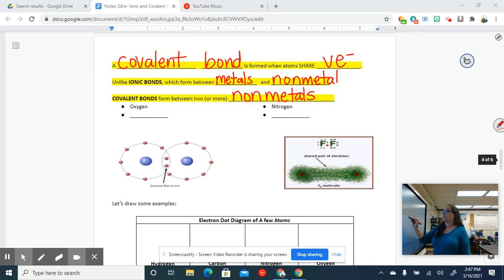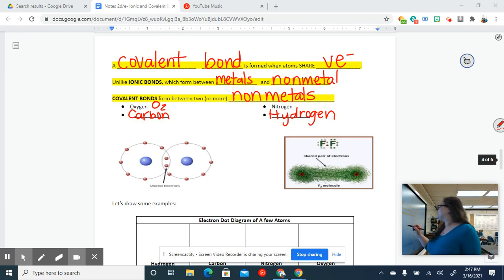So oxygen, for example, is O2. It bonds to itself. That's 2 nonmetals that bond together. Nitrogen is a nonmetal that bonds with oxygen, bonds with carbon, which is also a nonmetal, and bonds with hydrogen, which is also a nonmetal. Any bonds between those elements are covalent bonds.